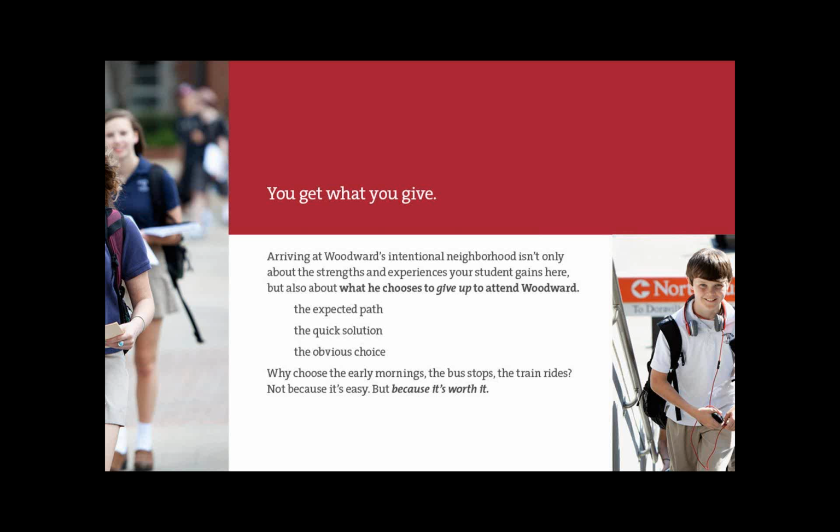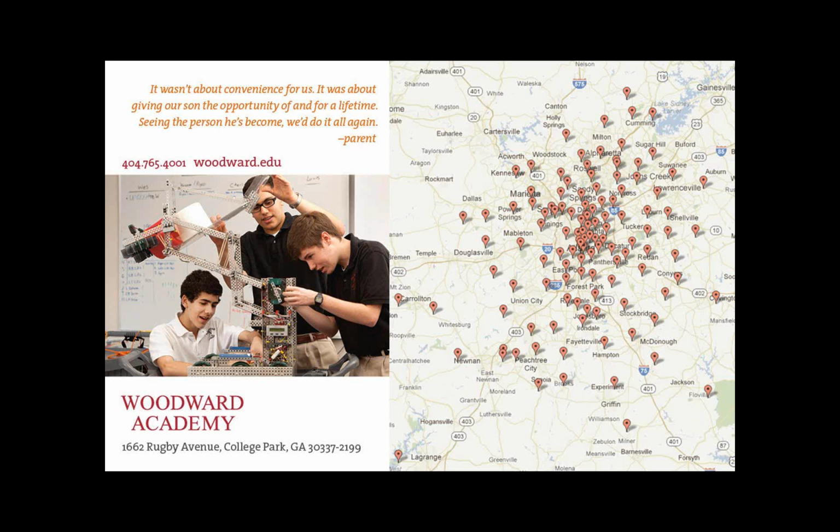And once again, there's a contrast thing. He's giving up the expected path, the quick solution, the obvious choice. Why choose the early mornings, the bus stops, the train rides? Not because it's easy, but because it's worth it. So we've gone and made our case on a differentiator that could be either harmful or one that somebody wants to hide, but instead we've turned it into a crucial part of the message. And so there it is with the parent saying, seeing the person he's become, we do it all again.